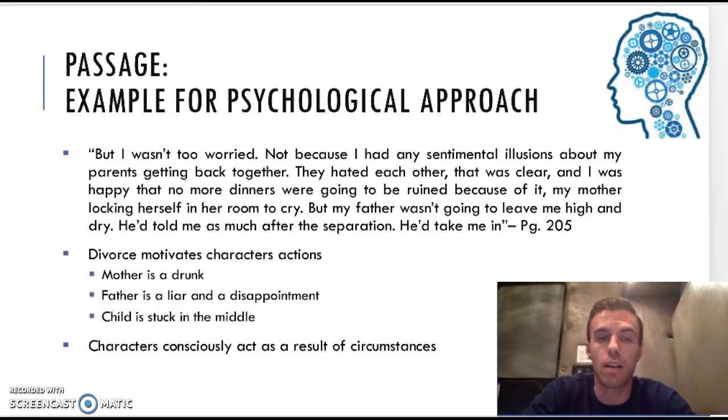The father is a liar and a disappointment, constantly failing his son, not keeping promises and pretending everything will be okay. The son is stuck in the middle of all this, trying to believe what is true and what isn't. The son finally wakes up at the end of the story after visiting his father's apartment and realizes it is all a lie. The characters consciously act as a result of the circumstances thrown at them.